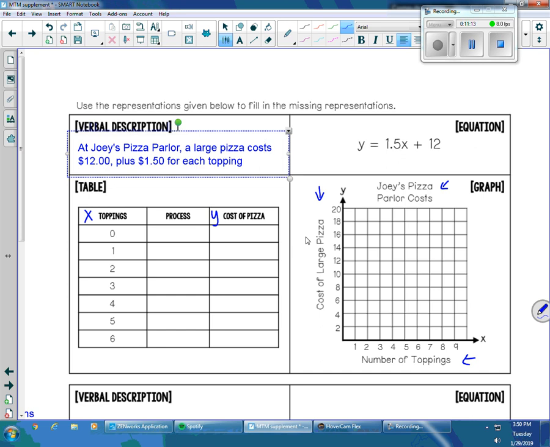So I'm going to use the process. Y, or total value. Y equals 1.5 times 0 plus 12. So my cost of my pizza is going to be 12. Y equals 1.5 times 1 plus 12. So that's going to be $13.50. Go ahead and pause the video and fill out the rest.